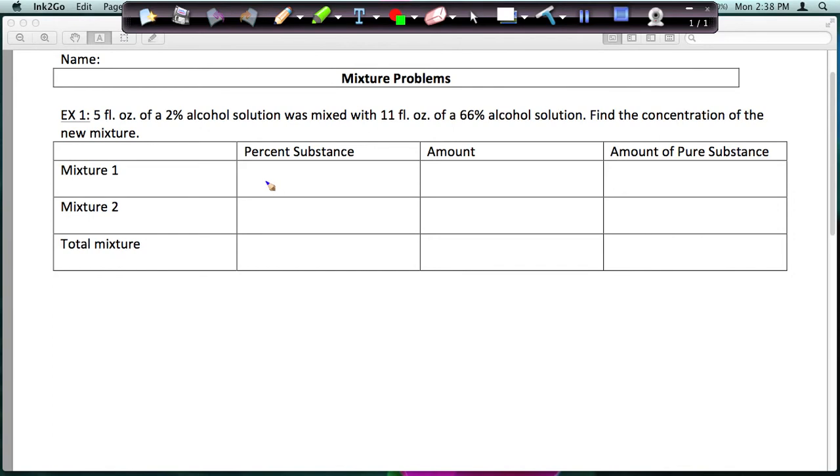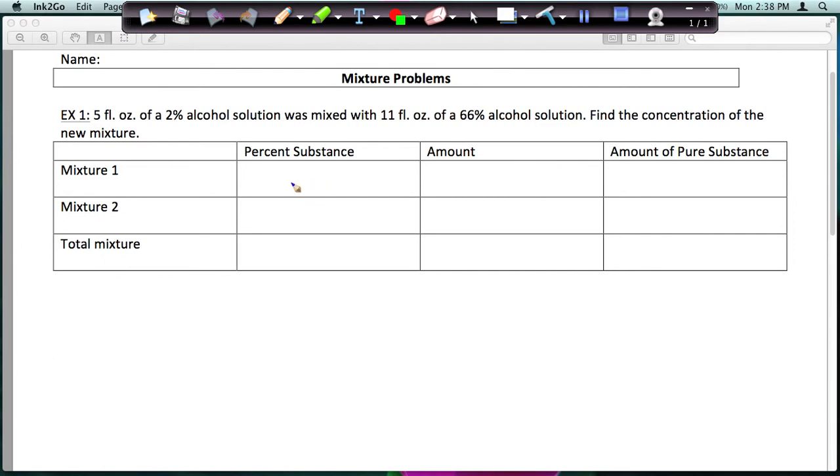We're going to look at the percent of the substance, the amount that we have, and the amount of pure substance. And by pure substance, that would be, if you have an alcohol solution, the amount of pure alcohol. You take the percent times the amount you have, and that would tell you how much is pure alcohol. So let's go ahead and fill in what we do know.